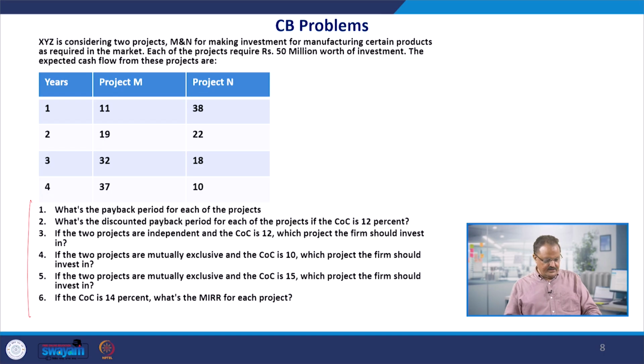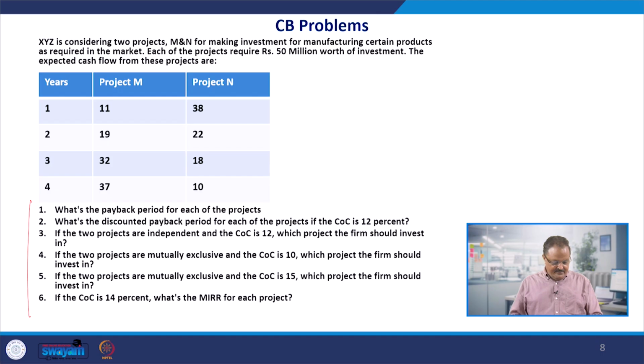And then third question is, if the two projects are independent and cost of capital is 12%, which project should the firm invest in? You have to evaluate it and take a decision and then help the firm to take the final call. And fourth one is that if the two projects are mutually exclusive, means in the third one you can take both, right? But in the fourth one, mutually exclusive means that out of these two, you have to pick up only one and the cost of capital is 10%, which one would you opt for? So that we will evaluate.